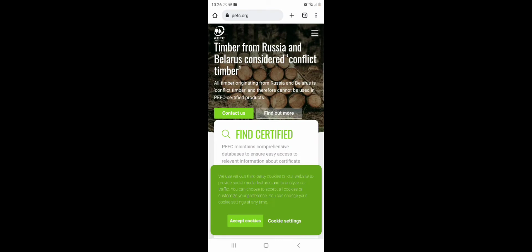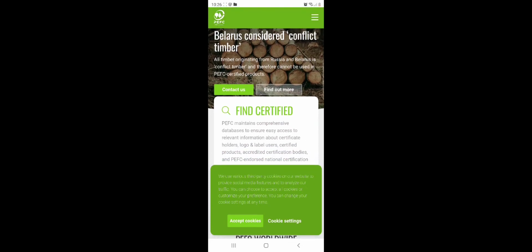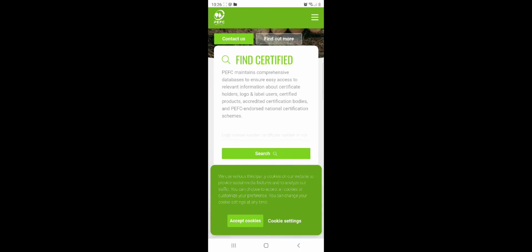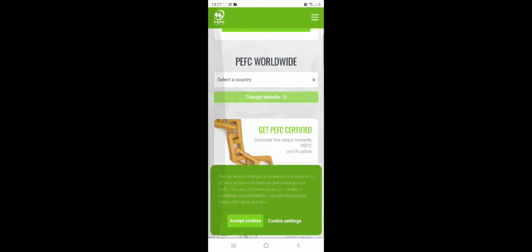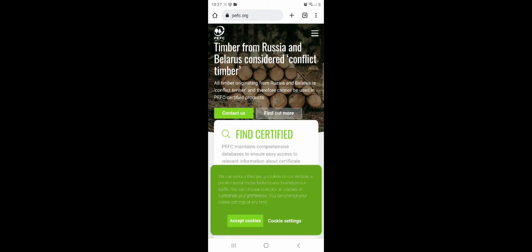So then I wanted to look a little bit more into it. This is the website here. Oh my gosh. All timber originated from Russia and Belarus is conflict timber and therefore cannot be used. Okay, so it's good to know we are not getting this wood from Russia and it hasn't come from Russia. So I'm so excited. It's called conflict timber. Okay.